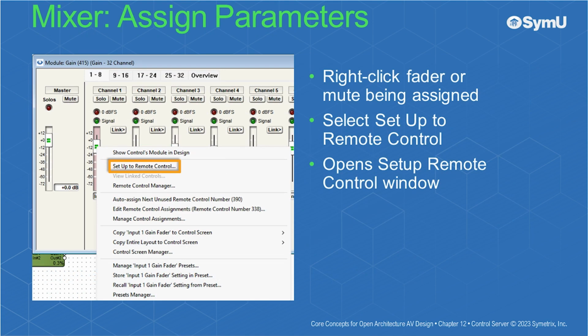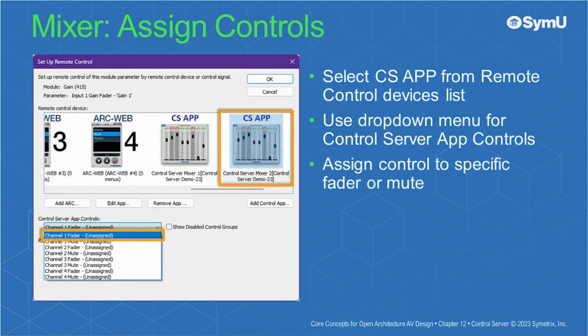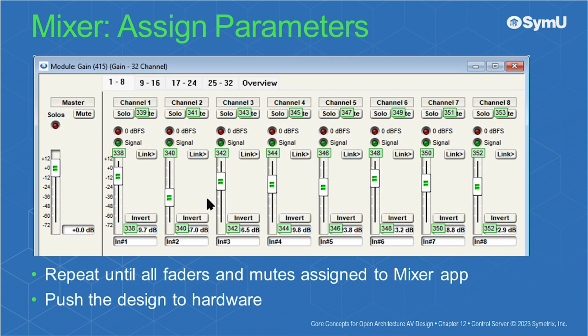This opens the Setup Remote Control window. Select the CS app from the list of remote control devices. Then use the drop-down menu for Control Server app controls to assign the control to a specific fader or mute. Repeat this process until all faders and mutes have been assigned to the Mixer app. Then push the design to hardware.